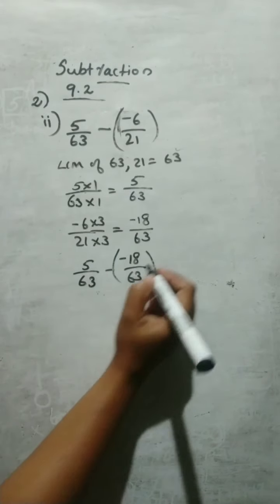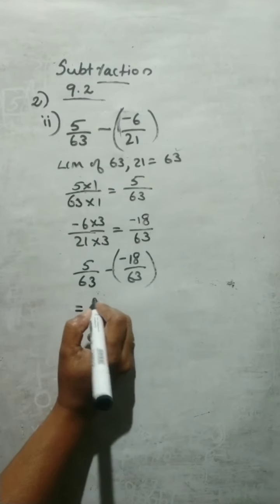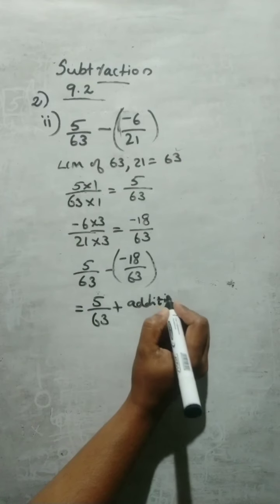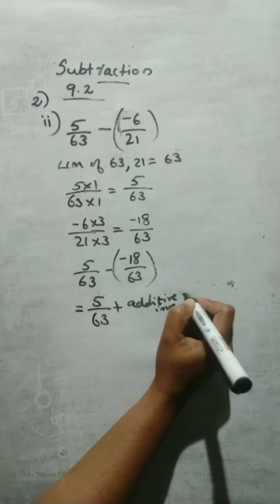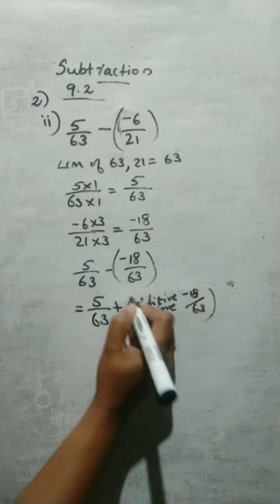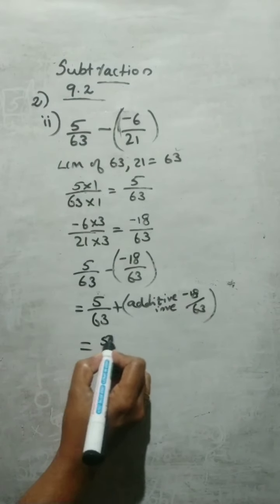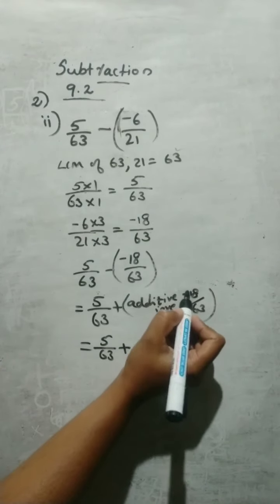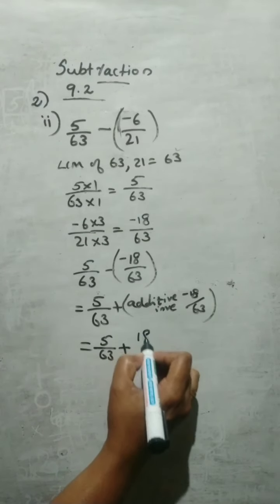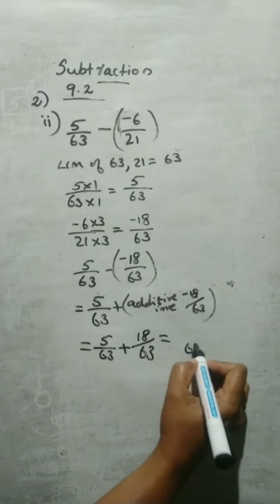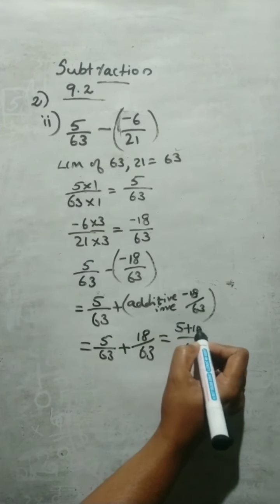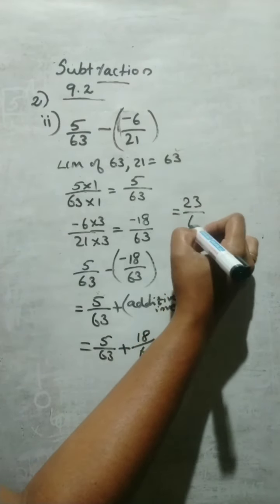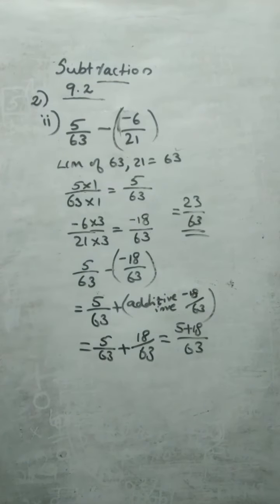Then how can we do? We have to take the additive inverse and add. Additive inverse of which number? Negative 18/63. Then 5/63 plus 18/63, because minus minus will be plus. Then denominator 63, then 5 plus 18. 5 plus 18 is equal to, what is the answer? 23. Then 23/63 is the answer.